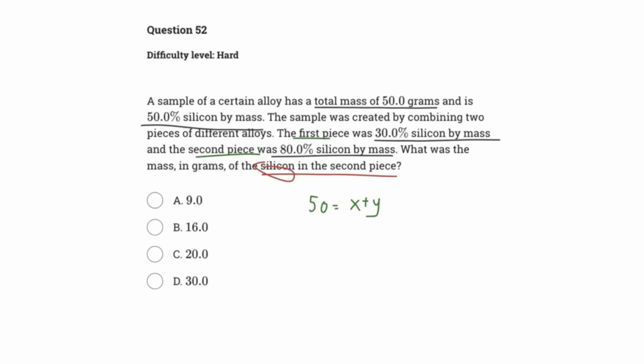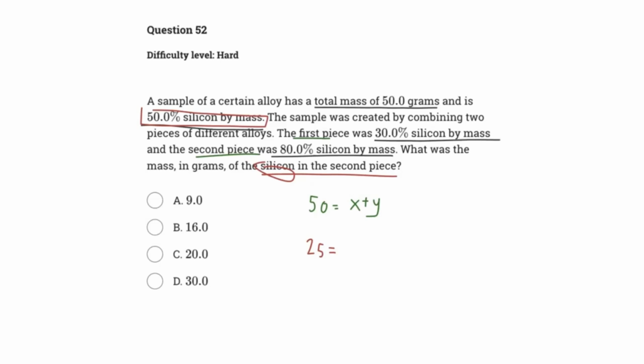Well, we have to read in between the lines. It says that 50% of that 50 grams is silicon. So 50 divided by 2 is 25 grams. So we only have 25 grams of silicon in that sample. Therefore, we can set 25 equal to, well, what are our other given equations? Well, not equations, but variables.